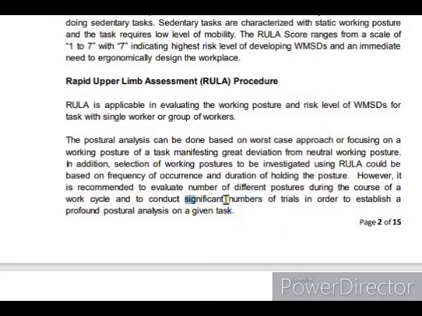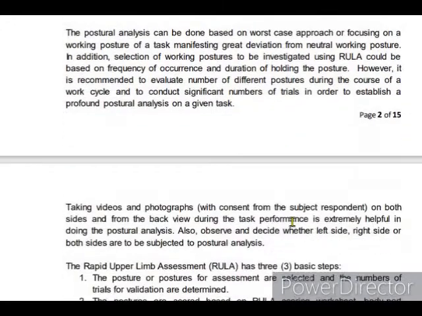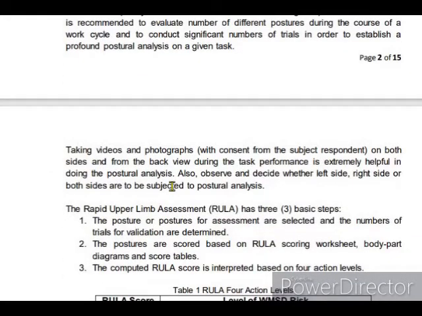So, mag-hypothesis test ba tayo dito? Ipo-prove natin na there is a significant difference. So, pwede, okay? Kasi pag sinabi mong significant numbers, is evident, okay? Evident numbers, okay? Kumbaga, nagsisilbi siyang proof, okay? Na nag-e-exist nga talaga yung problema, okay? So, next, taking videos and photographs with consent from the subject respondent on both sides and from the back view during the task performance is extremely helpful in doing the postural analysis.